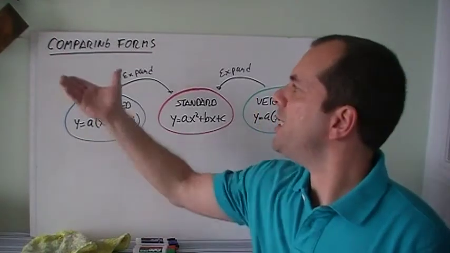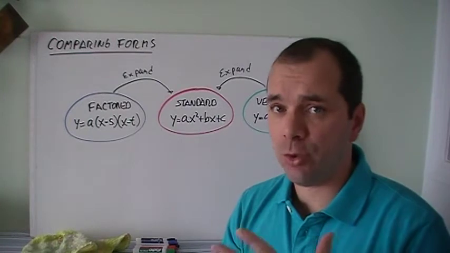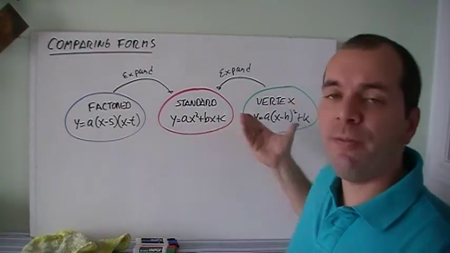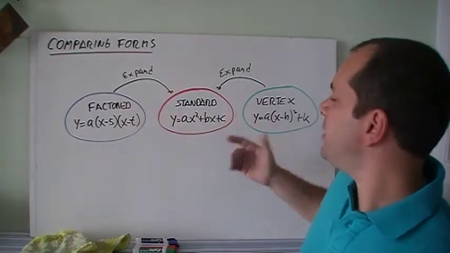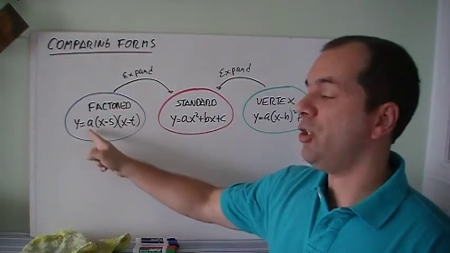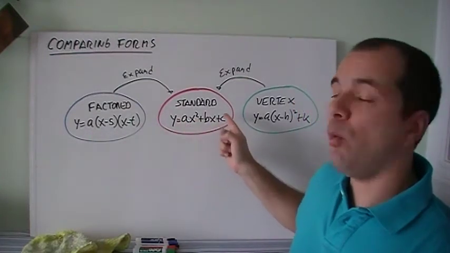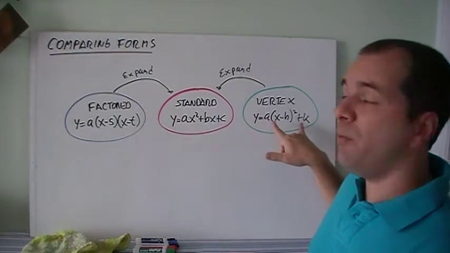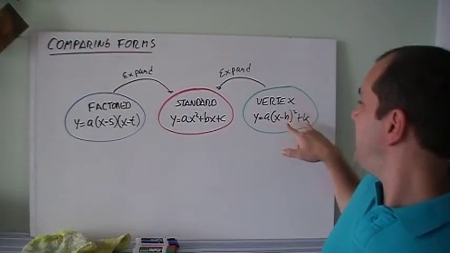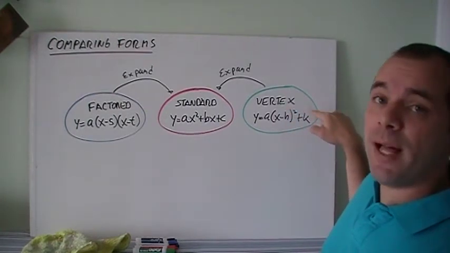Okay, this section is on comparing forms, and it goes together with the video on expanding, so hopefully you practiced that one very well. And you notice that of the three forms that we have, factored, standard, and vertex, we get the zeros from factored form and the shape. From standard form, you remember we get the shape and we get the y-intercept, and from vertex form we get the most, and that is the shape also, plus the vertex, plus the axis of symmetry, and the optimal value.